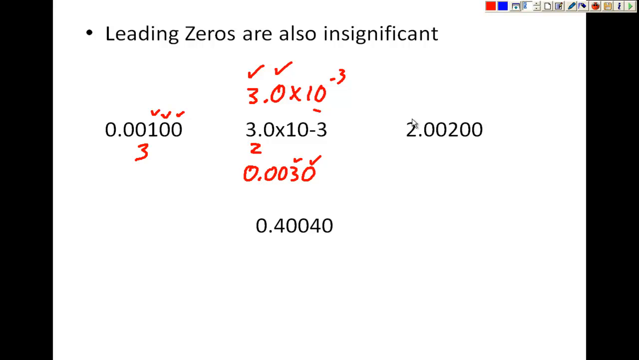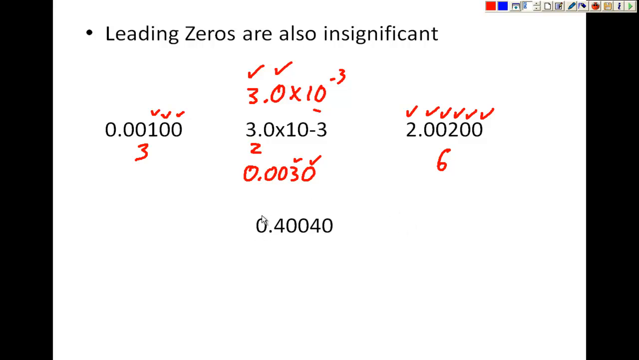Now, how many sig figs is this one? We have some trailing zeros, but they're after the decimal place, so they're good. We have some zeros here. Now, are they leading zeros? Well, no, because it leads with this 2. So they're zeros that are sandwiched, which means they are significant. So we have 1, 2, 3, 4, 5, 6 sig figs.